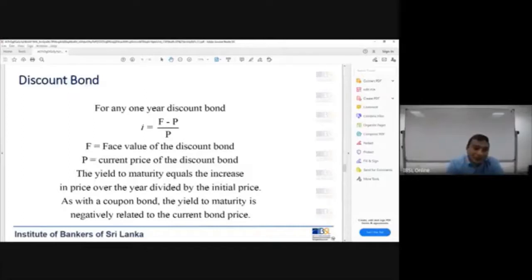But for a discount bond here, for a 1-year discount bond, i is the interest rate or the current yield, right? So you see here, the equation is F minus P over P. P is the price, F is the face value. Face value, as I said, is often 100, or in the case of the US, it's 1000. Okay, P is the current price of the discount bond.